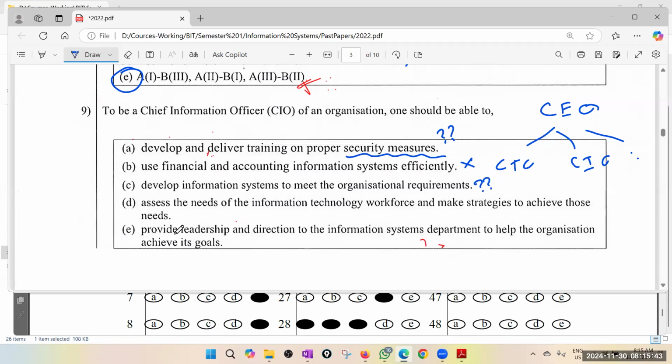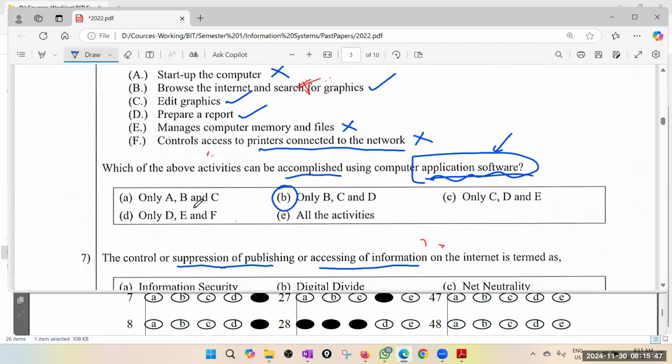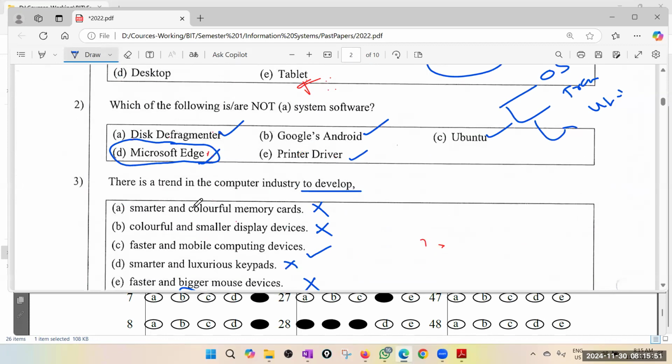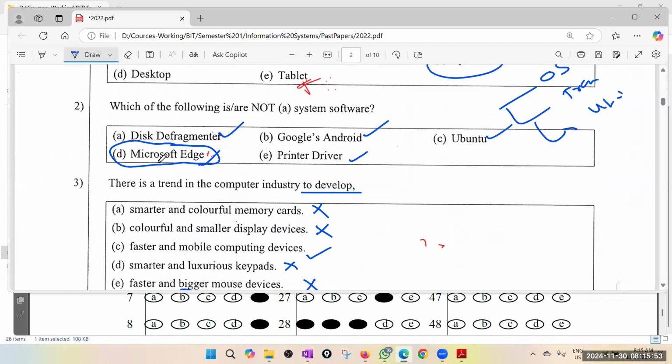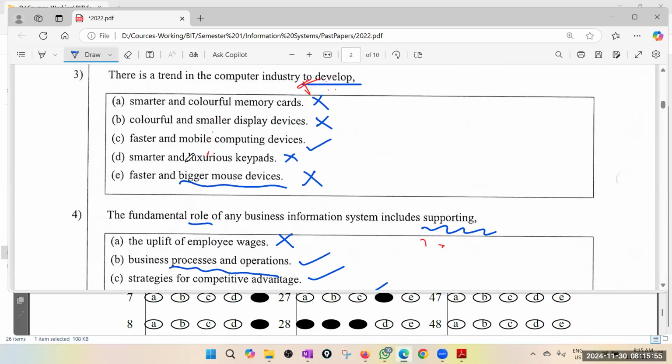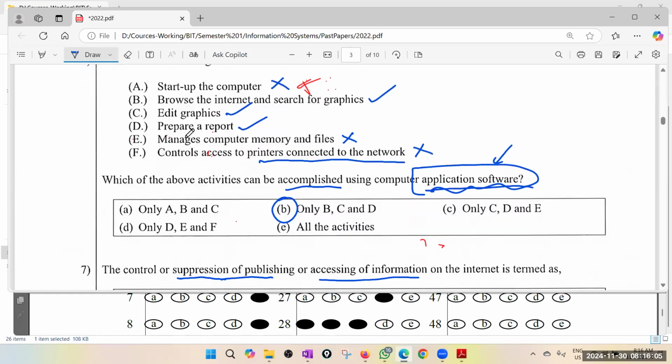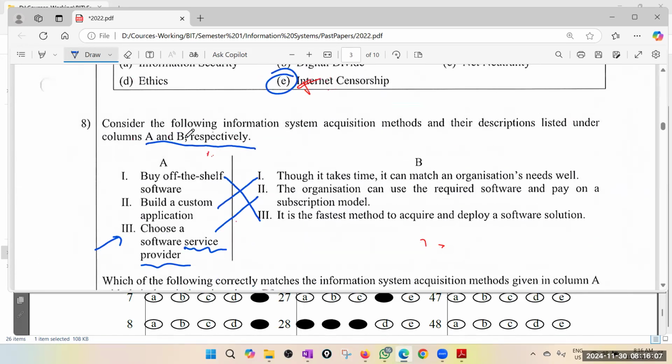I'm looking for better answers. Multiple answers are possible, but so far only one answer. I think in this paper there was only one answer for each and every question, though the examiner has mentioned that multiple answers are possible. Anyway, let's read it.